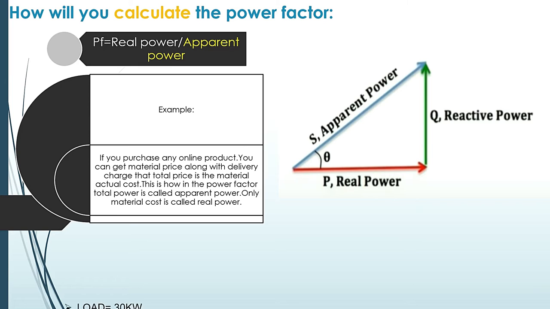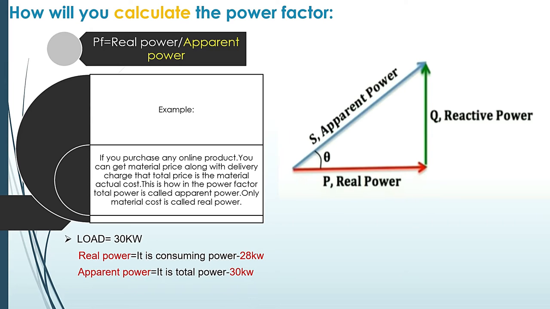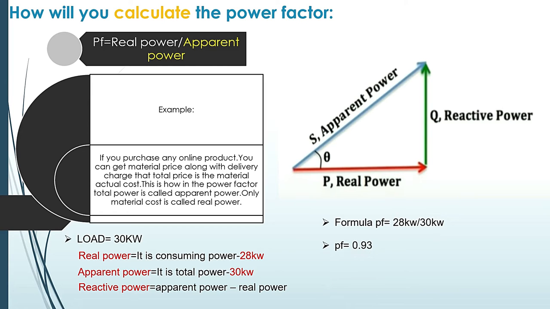So now I am showing you an example with numbers. Load 30 kilowatt, real power, the consuming power is 28 kilowatt. So apparent power, it is total power, that is 30 kilowatt. Reactive power, apparent power minus real power, 30 minus 28, that is 2 kilowatt, that is wastage power. Okay, so formula PF is equal to 28 kilowatt by 30 kilowatt. This 28 kilowatt is the real power by apparent power. So 28 by 30, your power factor will come, that is 0.93. This one is the power factor.